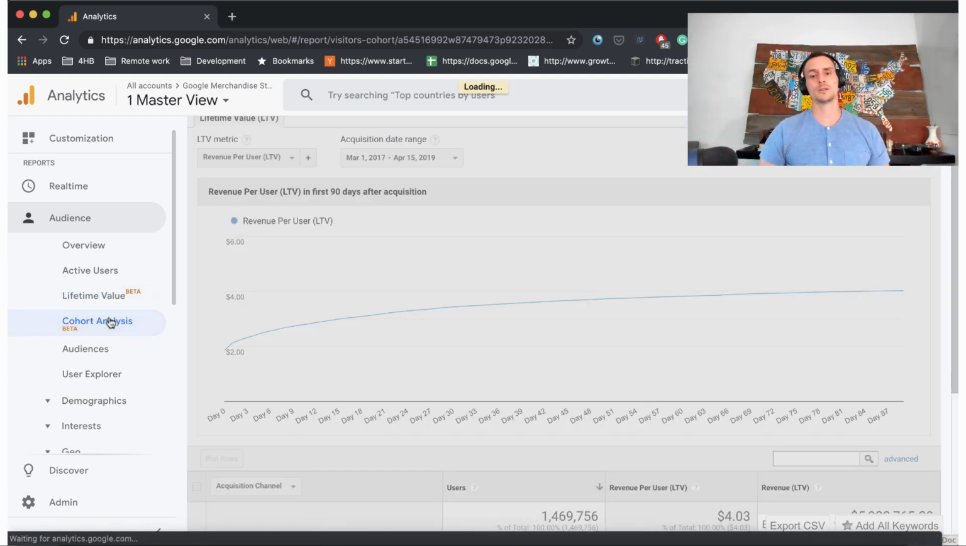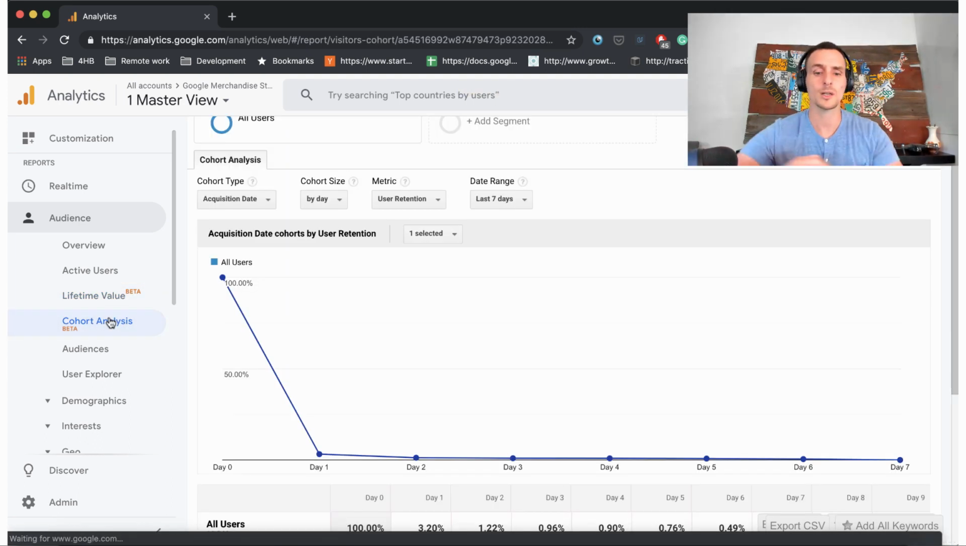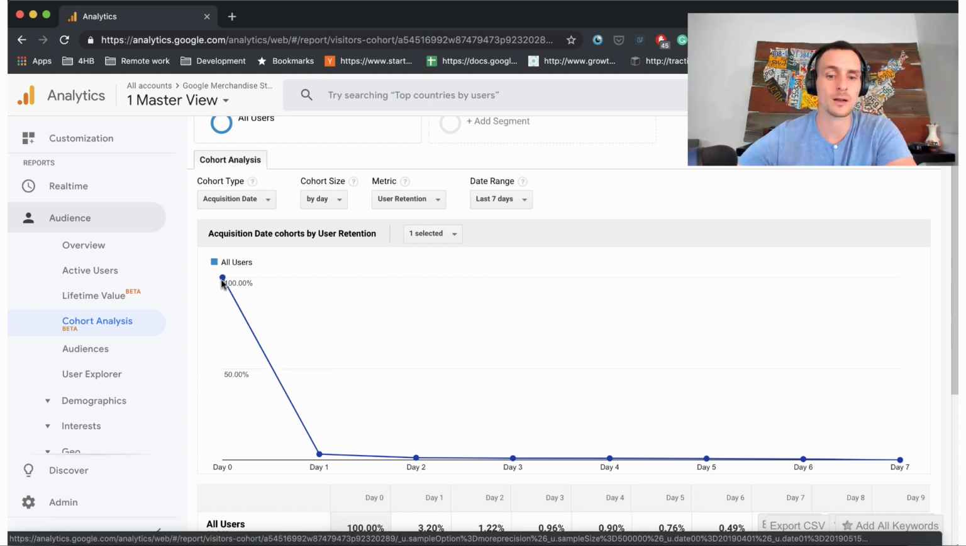Cohort analysis is probably one of my favorite ones. So this gives us a breakdown. This is the shelf life of activity on our website. So you can see up here we have day 0, and that's when users come to our site. Okay, so a certain group of users come to our site. What happens at day 1? Only 3% return. Day 2, 1% return.